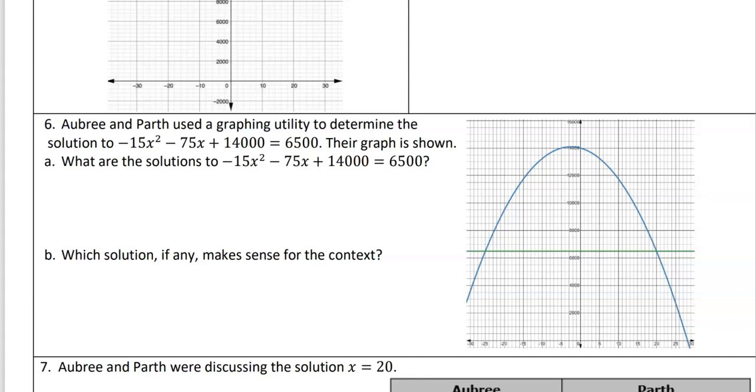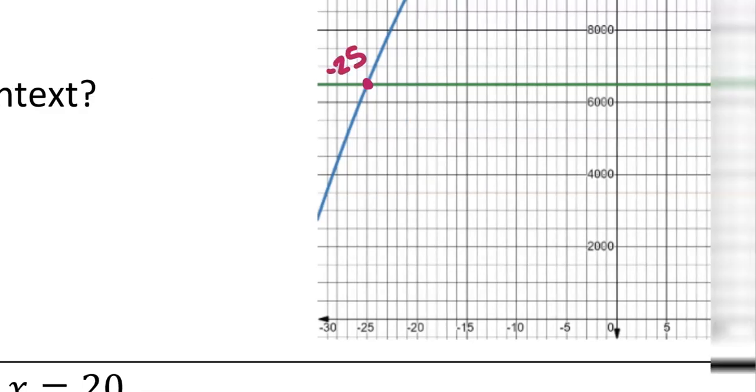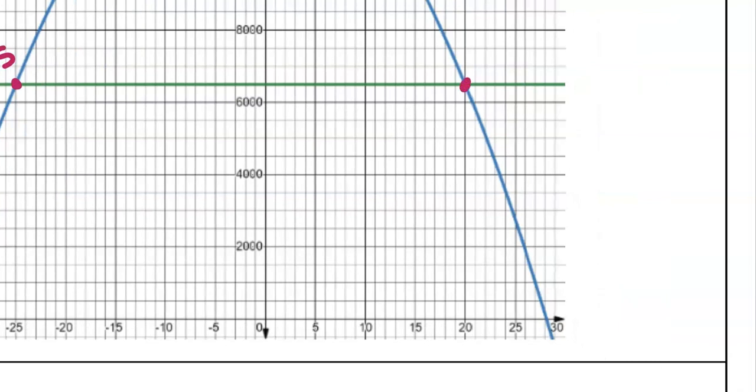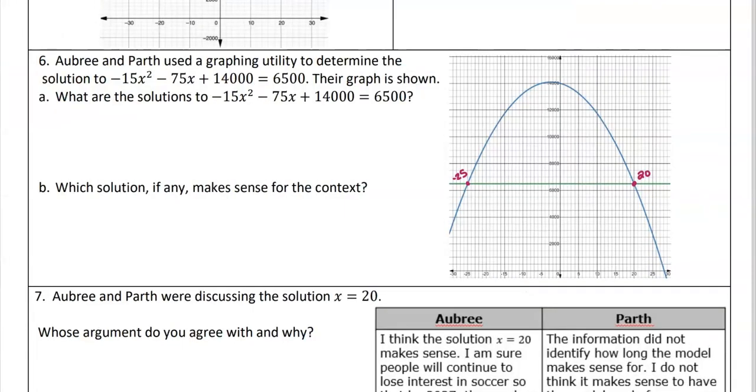Aubrey and Parth used a graphing utility to determine the solution to negative 15x squared minus 75x plus 14,000 equals 6,500. Their graph is shown. What are the solutions to this? So I can zoom in. We want to see where they intersect. What value is that? Looks like negative 25. And then where's the other side? This is still your notes, guys. And then we have 20. So we have x equals negative 25, and x equals 20.